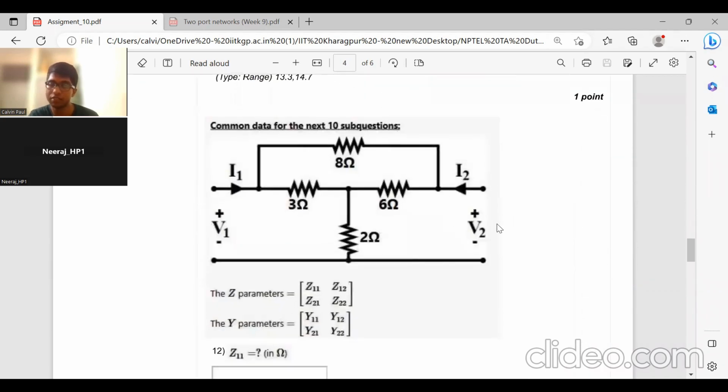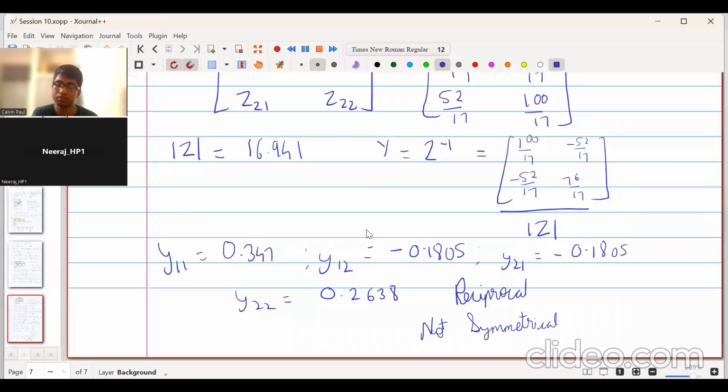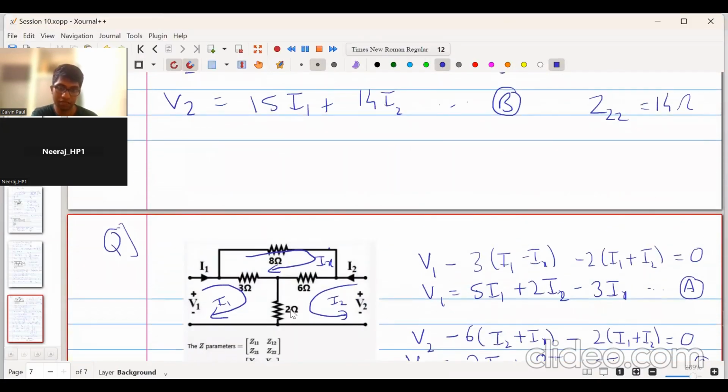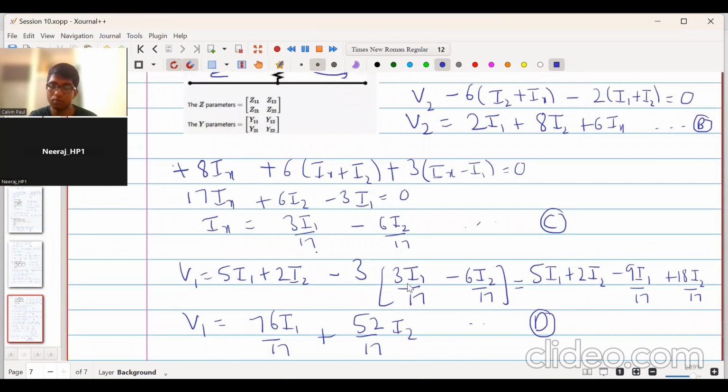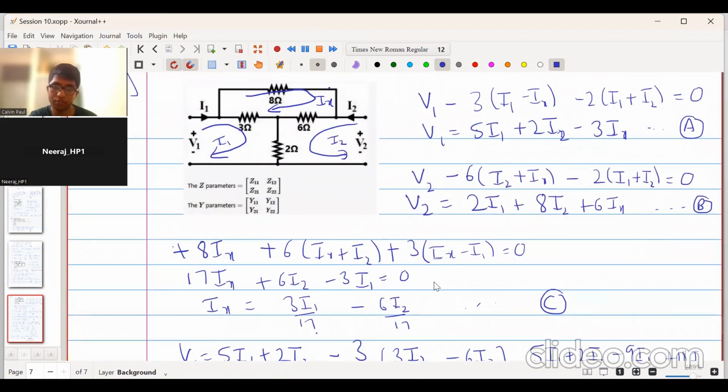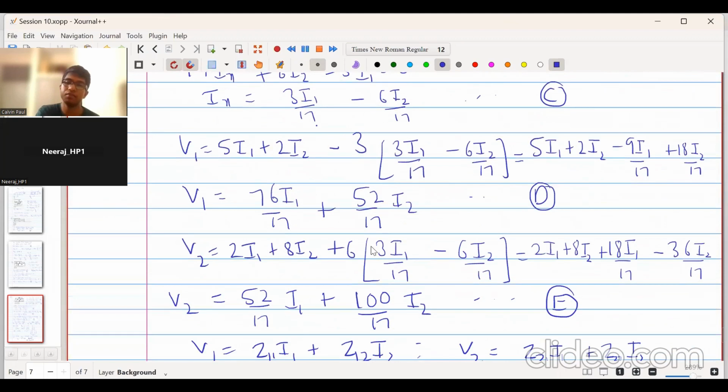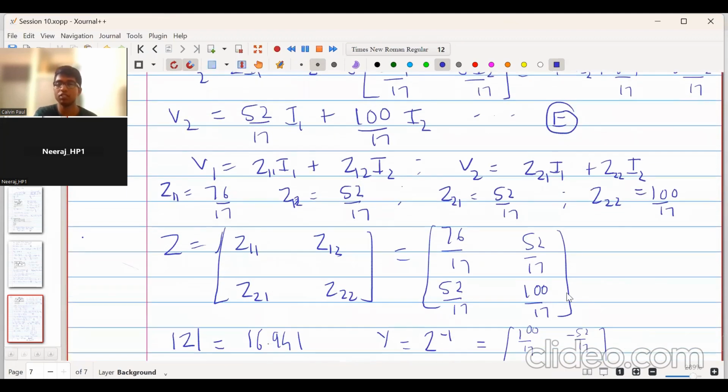Then we come to this network, which is a bit complicated. But over here again, we did mesh analysis, and we drew the currents I1, I2, Ix, found out what current is flowing through the 3 ohm, what current is flowing through the 2 ohm, the 6 ohm, etc. And using that, we applied KVL in this mesh 1, this mesh 2, this mesh 3. Then we got V1, V2 in terms of I1, I2 by substituting the value of Ix, which we got. And then we got the Z matrix.